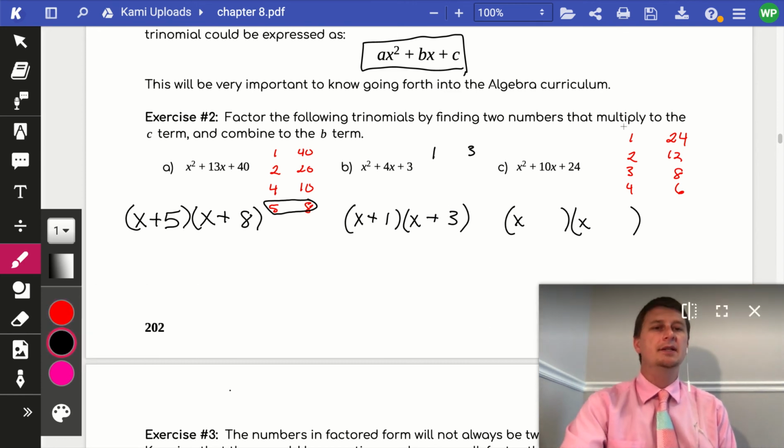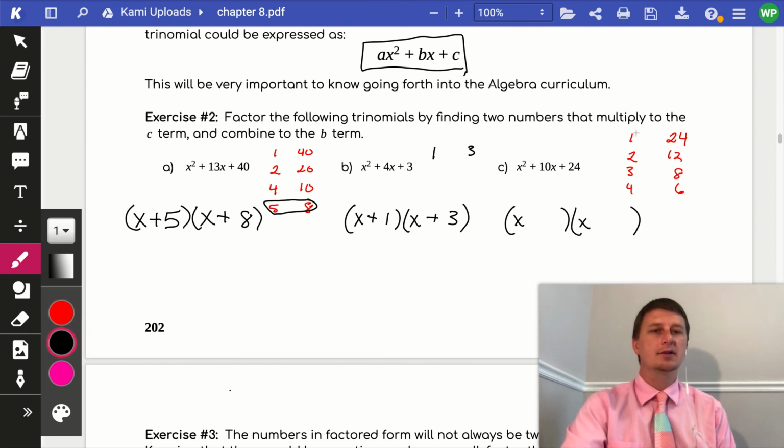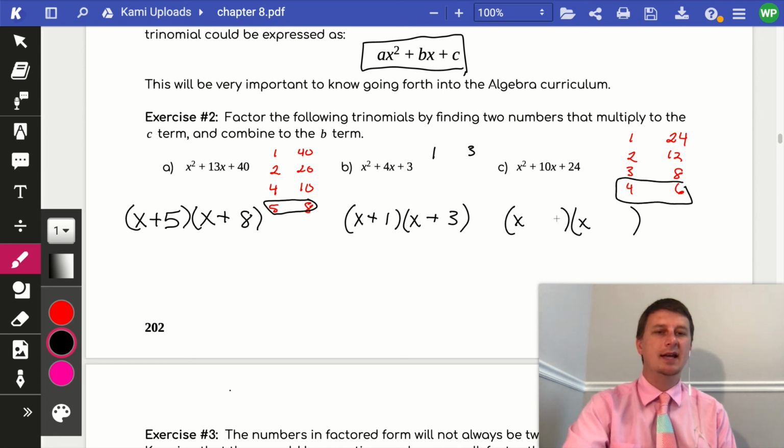So now of these four sets of factors that multiply to 24, which of these also combine to give you 10? And I see 6 and 4 right here because 6 plus 4 will give me 10. So I'm going to go ahead and put in 6 and 4 here. And I just said positive 6 plus positive 4 will give me a positive 10, and a 6 times 4 will give me a positive 24.